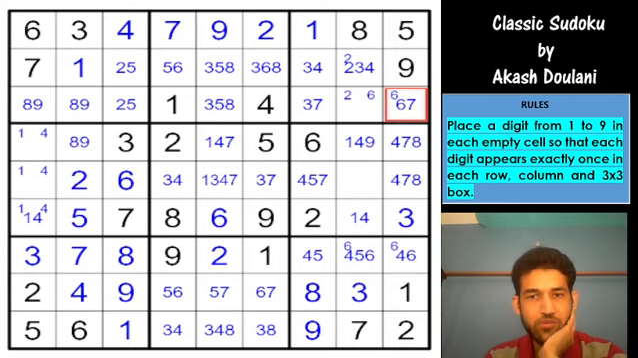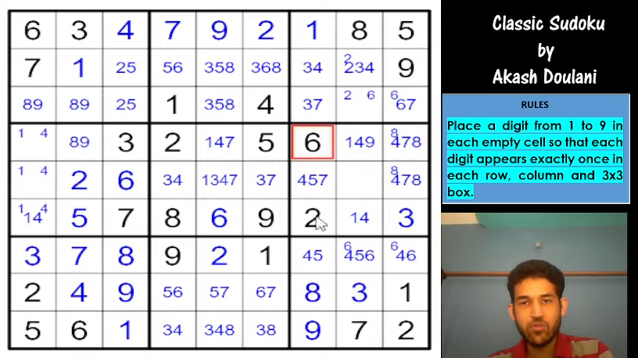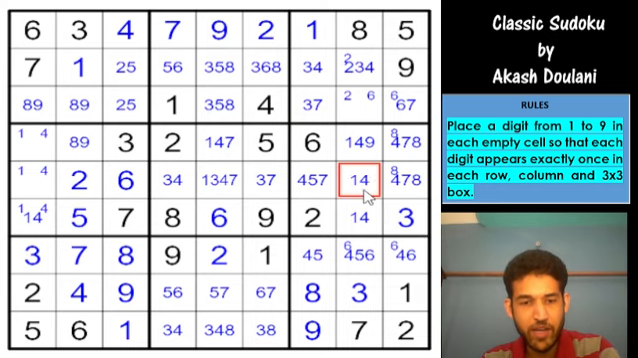So what do we have now? Okay, 8 goes in these two cells. So 2, 3, 6, 8 and 7. So this can only be 1, 4, 5 and 9.